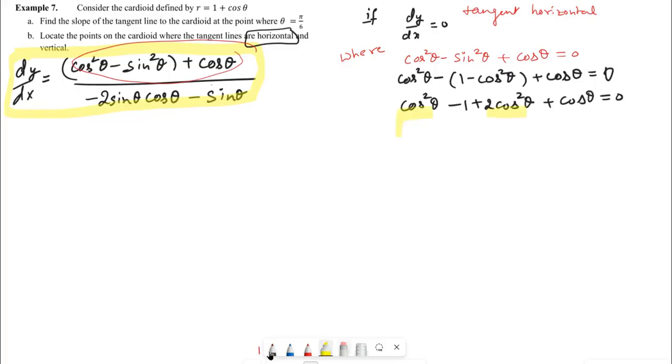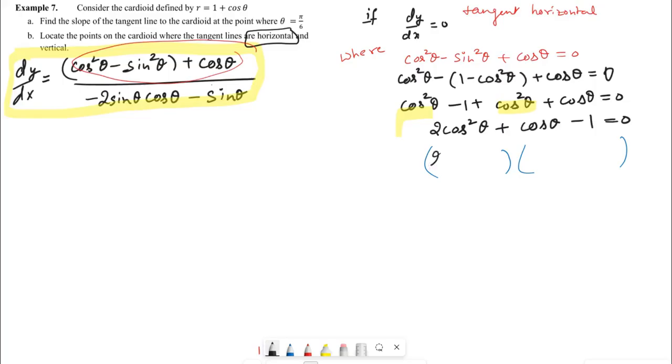This is just 2. Now these are like terms, so they become 2 cosine square theta plus cosine theta minus 1 equal to 0. That looks like a quadratic, but in terms of cosine theta. But I think we can still factor it in terms of cosine theta. What do you think the factors will be?